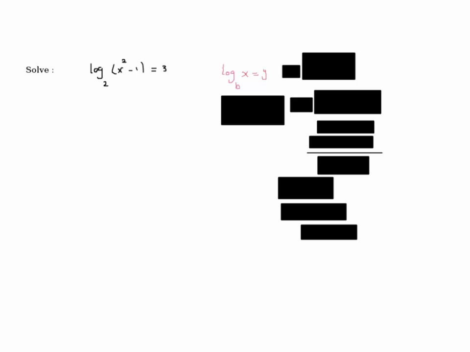If I have log of x is equal to y, can somebody tell me how you write this in its corresponding exponential notation? You need to know that first. Okay, nobody? Okay, you take the base of the logarithm, and that would be the base of your exponential. Then you write that b to the power of y is equal to x.